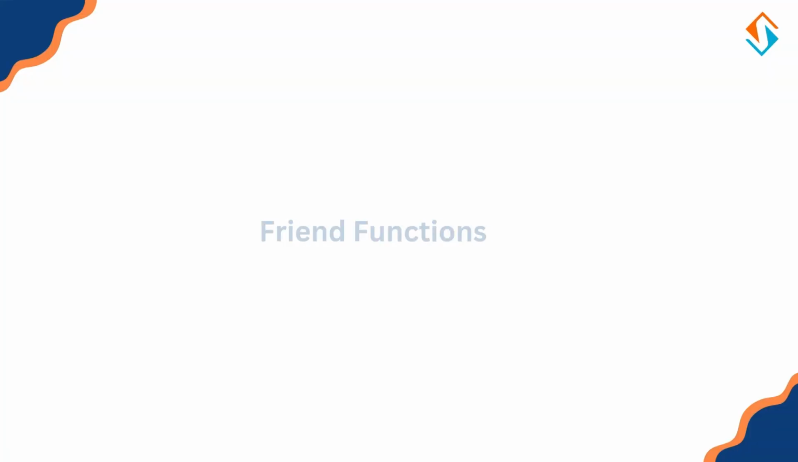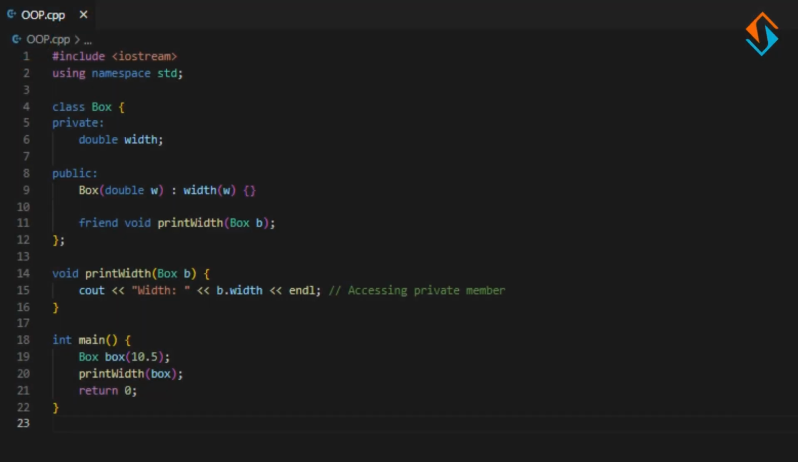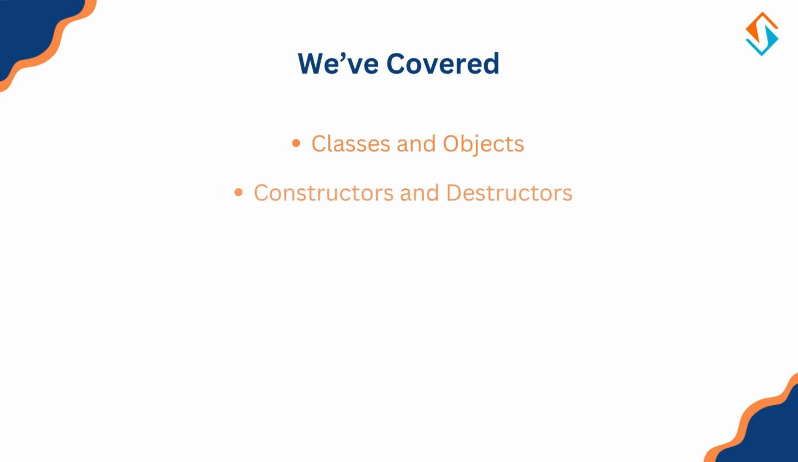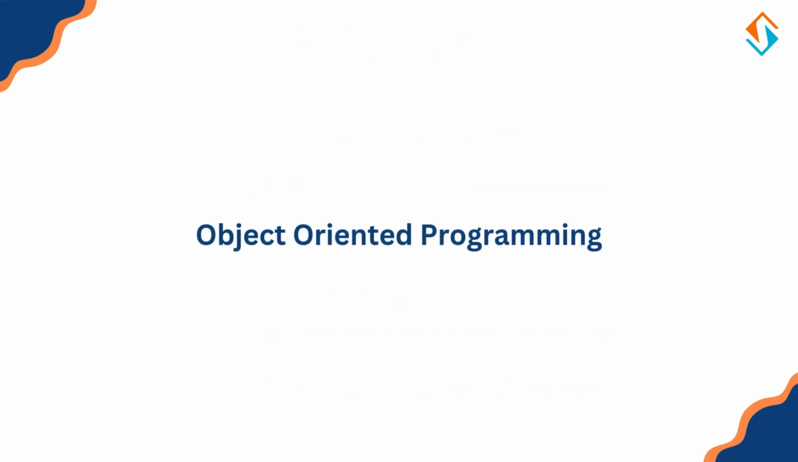Finally, let's talk about friend functions. In C++, a friend function or class can access private and protected members of another class. It's like having a best friend who can open your locked treasure box. And that's the magic of object-oriented programming in C++. We learned classes and objects, constructors and destructors, inheritance, polymorphism, encapsulation and abstraction, friend function and classes. And that's a wrap on object-oriented programming in C++.